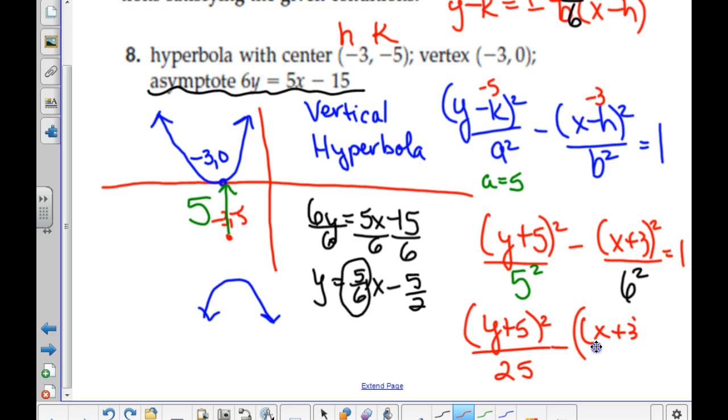I usually mess these up because when the hyperbola is opening up and down, the H and K aren't in order on the problem, and that messes me up every time.